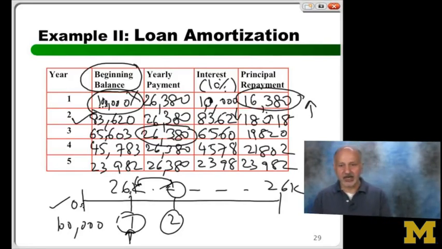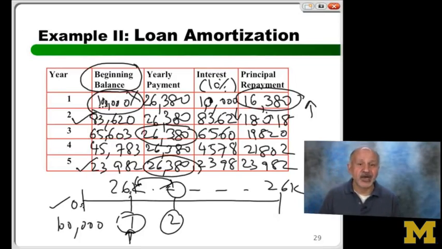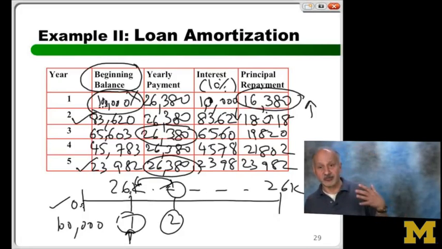So see what's happening now. At the end of the year, how much did I owe? 23982. But I paid 26,380. You see, I owe 23982, but I paid 26,380. Why did I pay more than I owed? Because I owed 23,982 at the beginning of the year, and I have to pay interest on it. So I have to pay 26,380 to be able to pay back the loan.